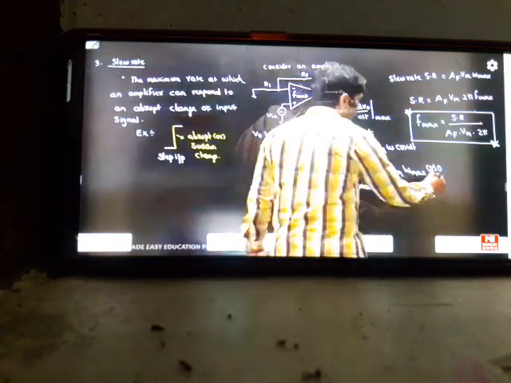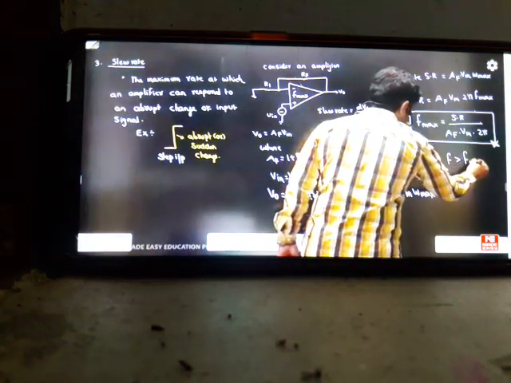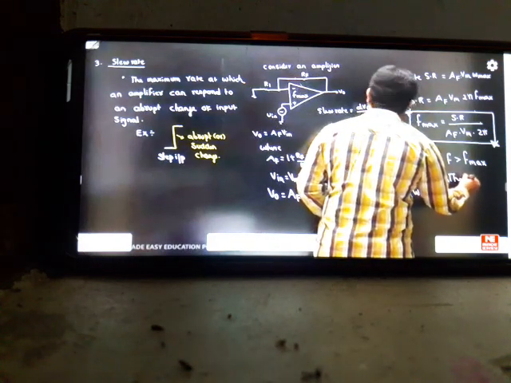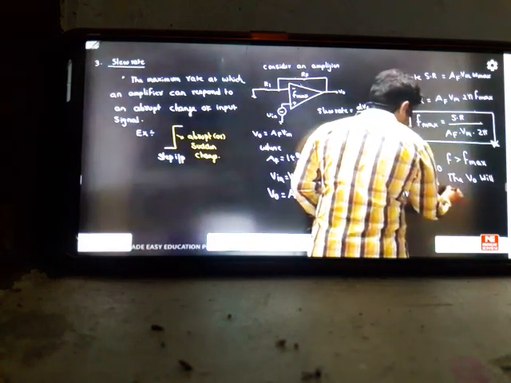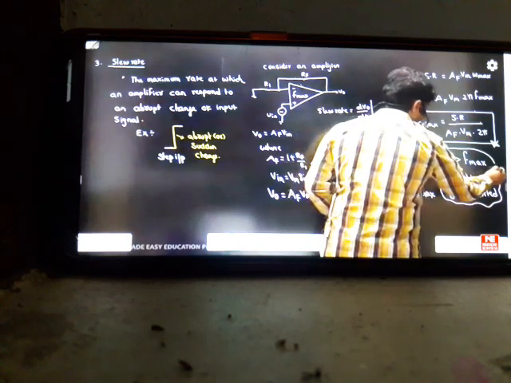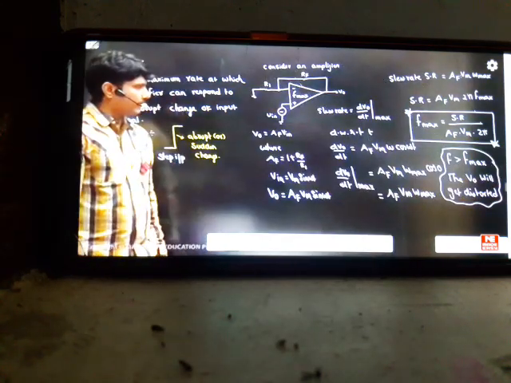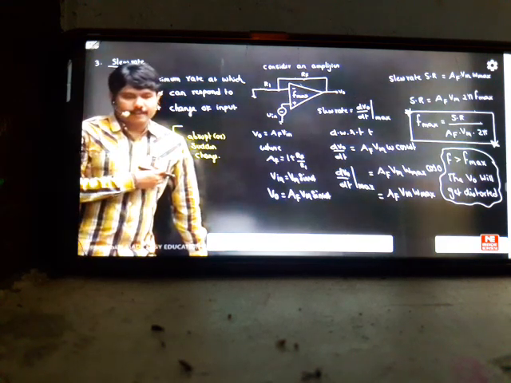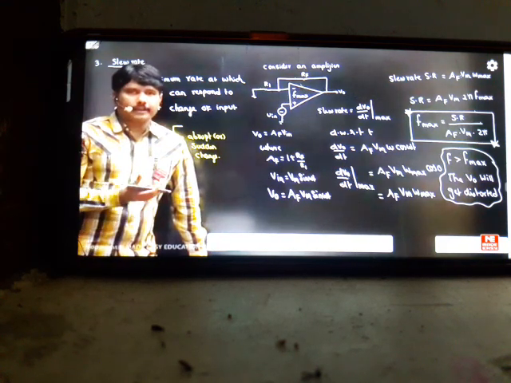If your frequency is greater than f max, if you cross your f max value, the output will get distorted. The V naught, the output voltage, will get distorted. This is the meaning. So that is the reason for every amplifier we must calculate the f max value. Then I'll understand how much frequency I can apply to this amplifier circuit. If you apply whatever frequency you like unnecessarily, it will not respond, and you will get distorted outputs.